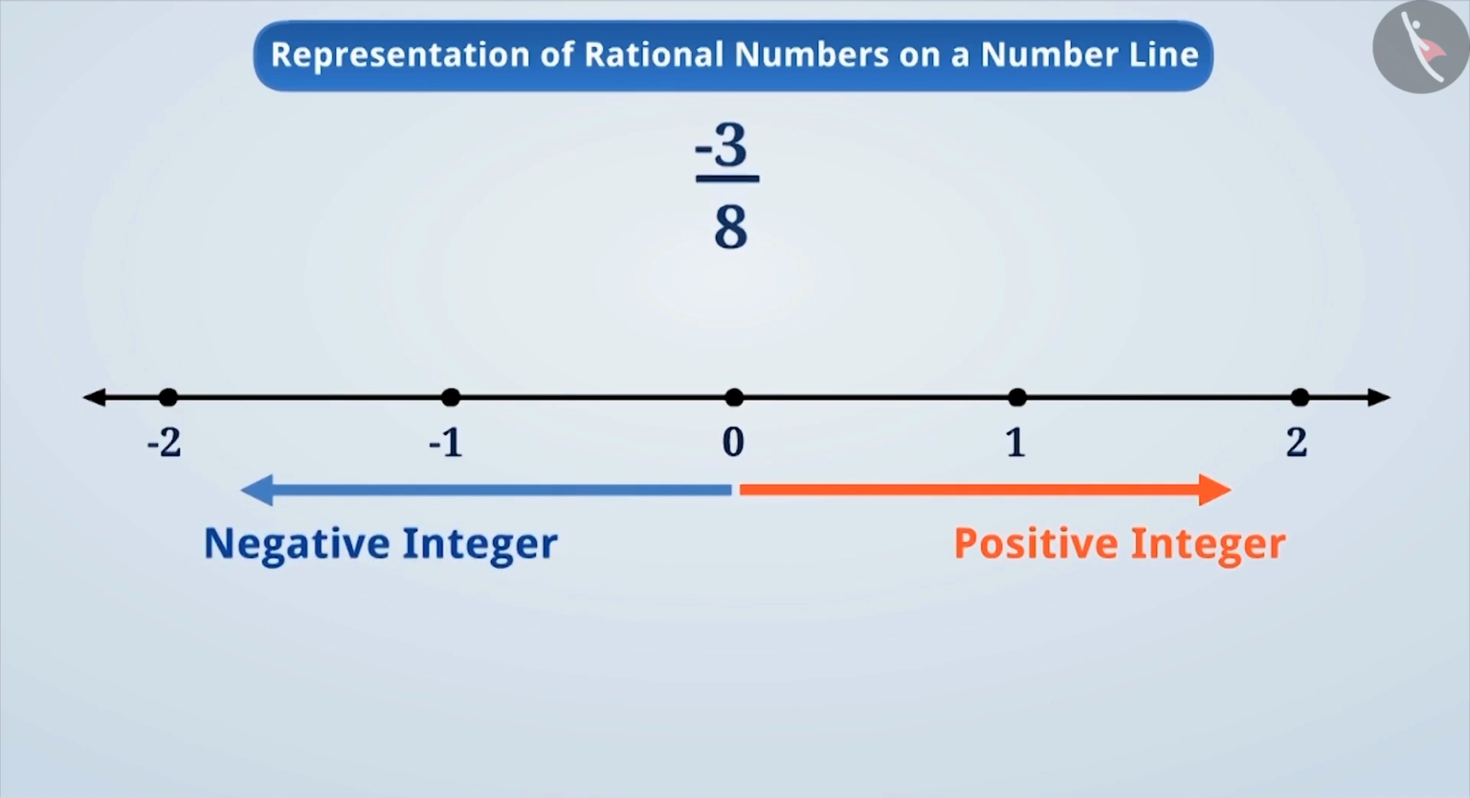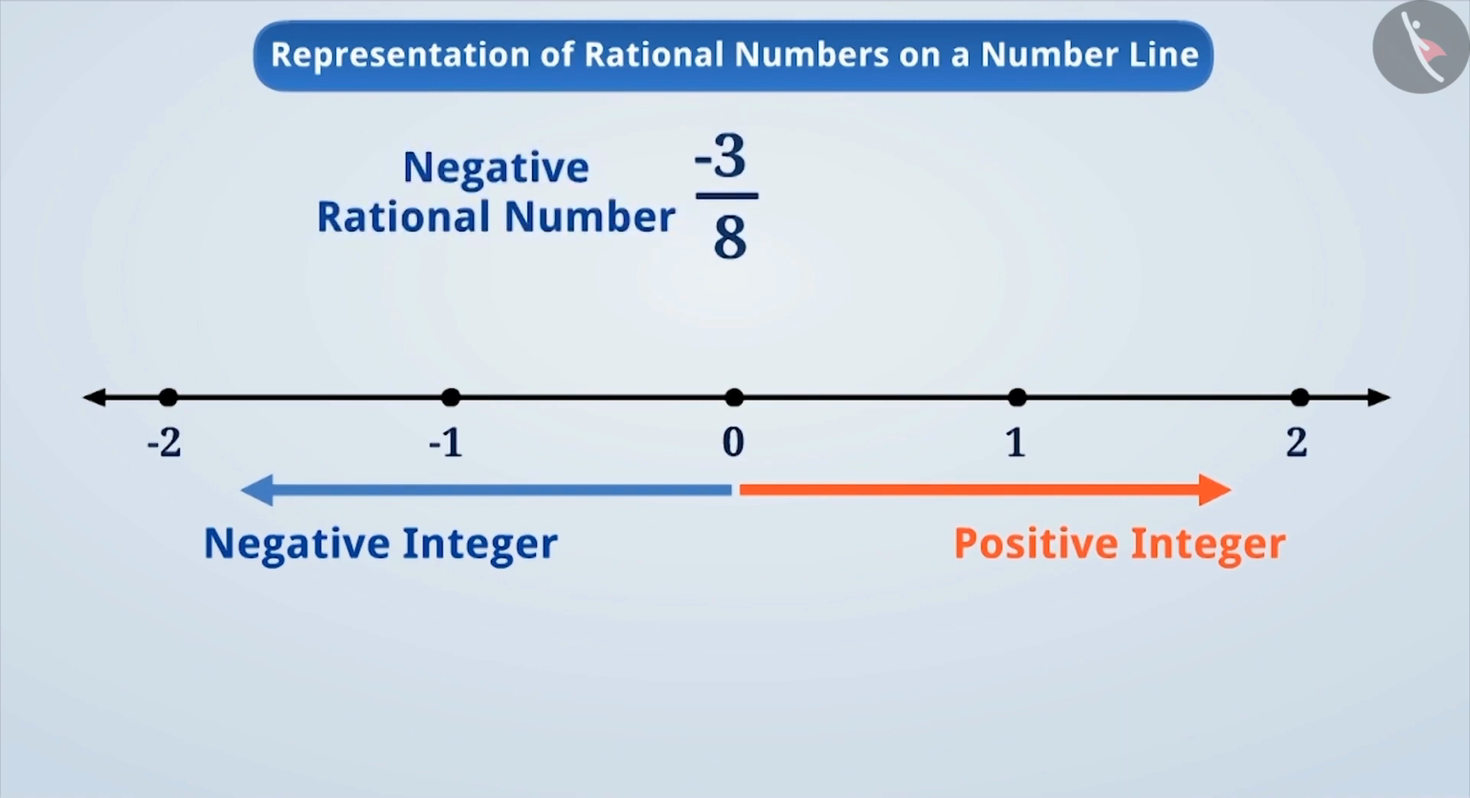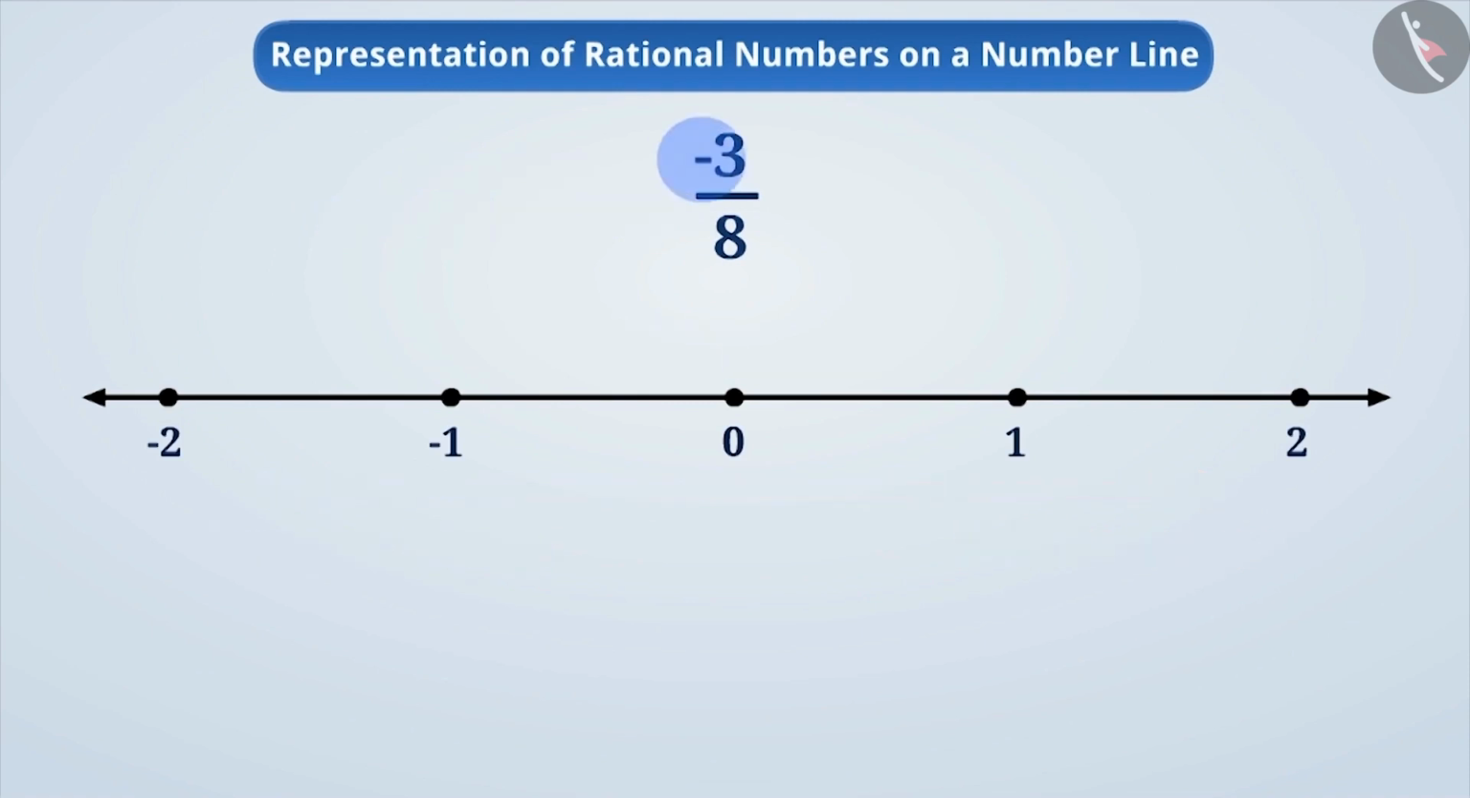Can you tell me in which direction of 0 will we place minus 3 by 8? Absolutely right. Since minus 3 by 8 is a negative rational number, we will place it to the left of 0. If we compare the numerator and denominator without the sign, it shows that the numerator is smaller than the denominator. That is, the distance is less than 1 unit, so we can say that the position of minus 3 by 8 will be between 0 and minus 1.